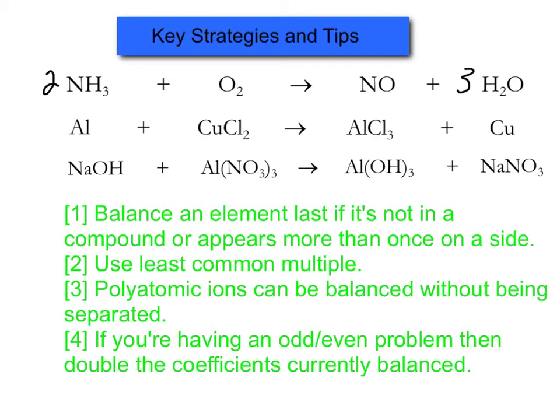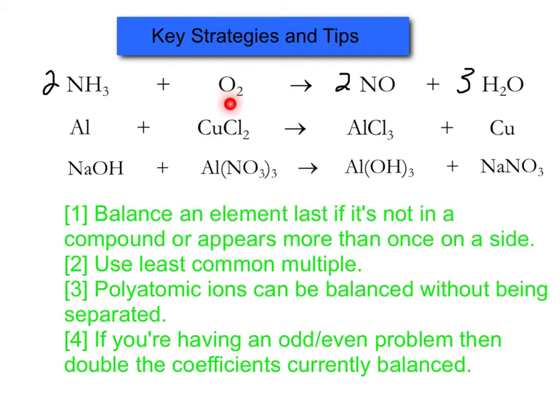But that seems to have messed up the nitrogens. Now I have 2 nitrogens on the left, but only 1 nitrogen on the right. So I'll have to put a 2 out in front of that. Now let's move on to oxygen and finish off the problem.